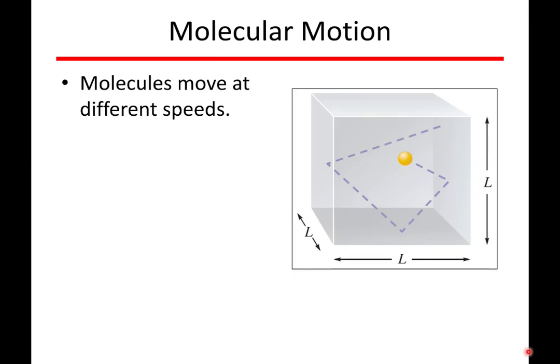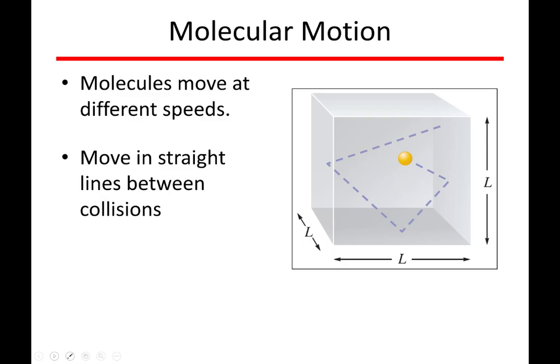Let's now talk about molecular motion. First of all, it's important to note that molecules will move at different speeds in the gas phase. So let's say that you have a sample of oxygen gas. The oxygen molecules are all going to be traveling at different speeds. They're not all moving at a uniform, constant, same speed.